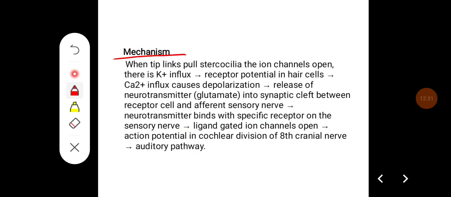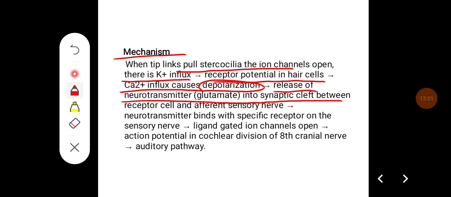The mechanism of production of action potential. When tip links pull the stereocilia, the ion channel opens and there is a potassium influx because endolymph consists of more potassium. The receptor potential occurs in the hair cells, which causes calcium influx, which causes depolarization in the lower part of the hair cells, and that causes the release of neurotransmitter, that is glutamate, into the synaptic cleft between the receptor cell and the afferent sensory nerve.